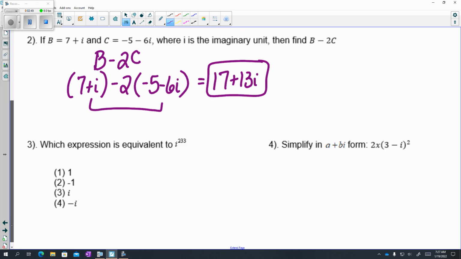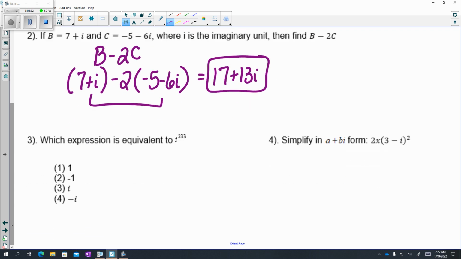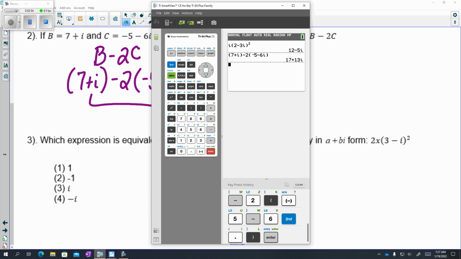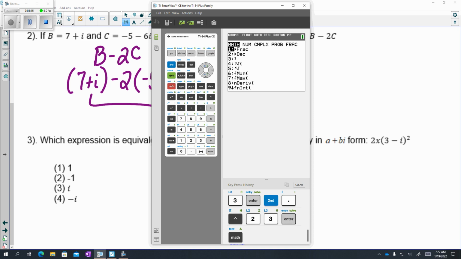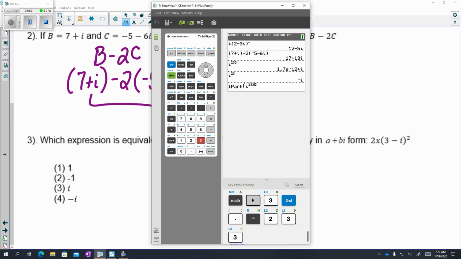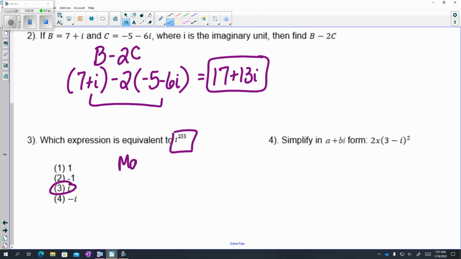Number 3. Which expression is equivalent to i to the 233rd power? So in my calculator, I can go right in the home screen for most i powers. This one gives me an error because I have that E and that funny looking answer. But if I had something different, like i to the 23rd, it gives me an answer. But when you get this funky looking E answer, you're going to hit math, go to the right, and go to iPart. And then I'm going to put i to the 233rd. And we get a positive i. So math, go to the right and choose iPart.